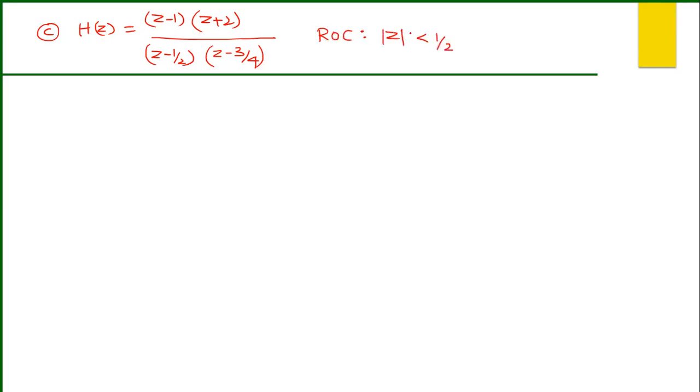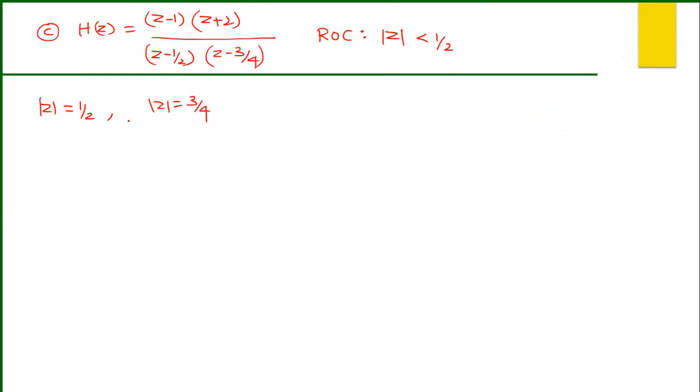Coming to the C bit. H of Z is equal to Z minus 1 into Z plus 2 divided by Z minus 1 by 2 into Z minus 3 by 4. What is the ROC as per the question? Mod Z is less than 1 by 2. One circle is 1 by 2, another circle is 3 by 4.